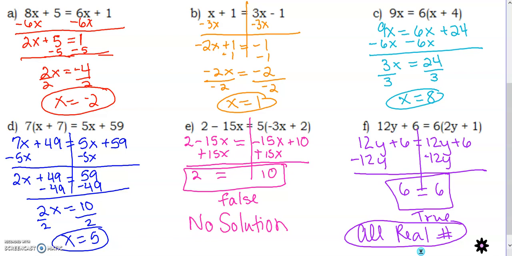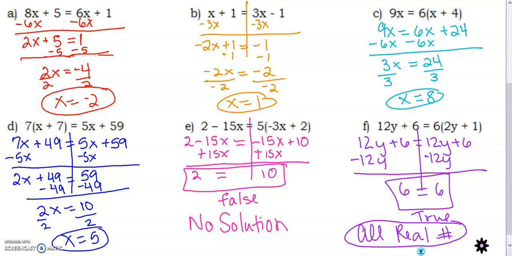On letter C, we had distribution on the right side. Again, combining variables, solving a 1-step equation, x equals 8. Letter D, we had distribution and variables on both sides, x equals 5.